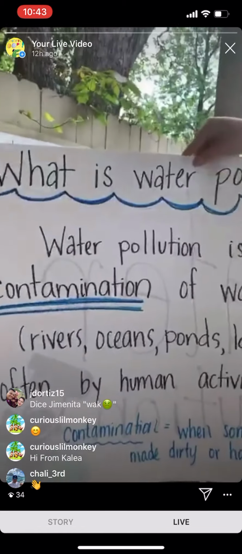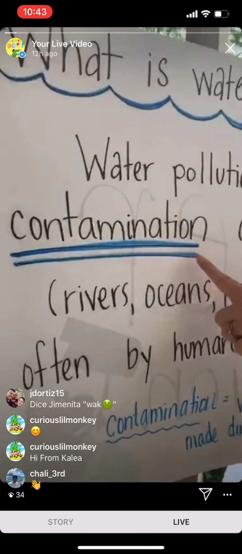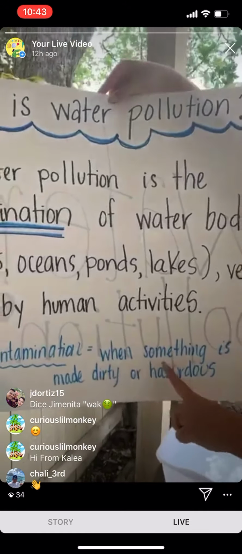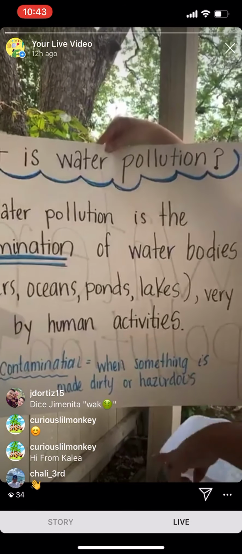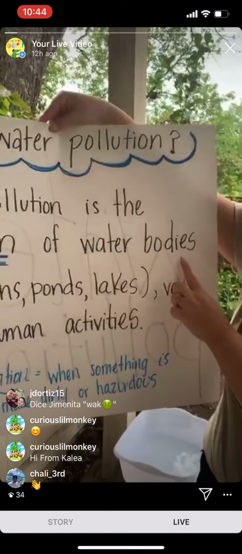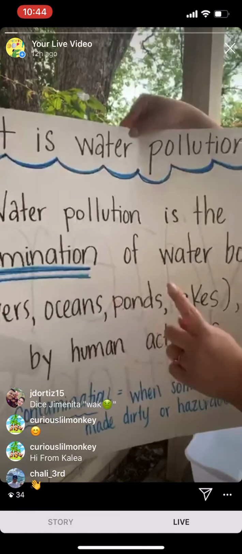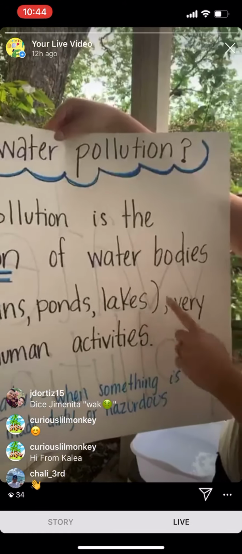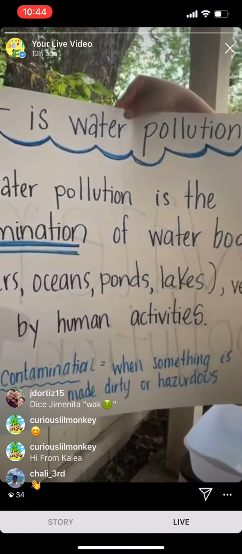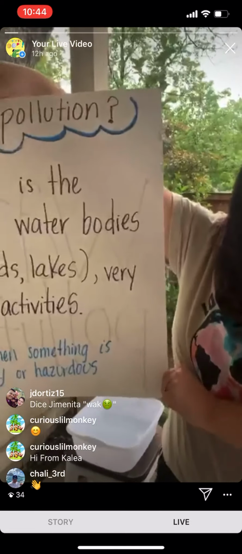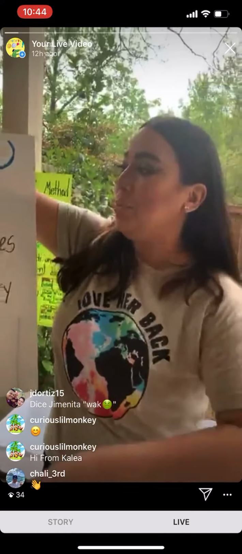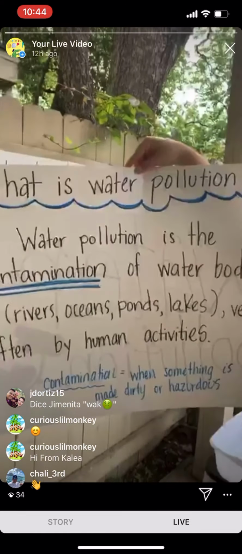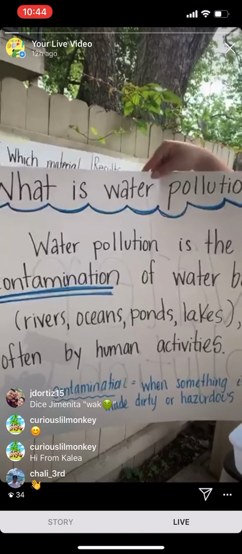Water pollution is the contamination. Contamination means when something is made dirty or hazardous. That means dangerous. Contamination of water bodies such as rivers, oceans, ponds, and lakes, very often by human activities. Most of the time, the things that we as humans do to the environment, to Earth, end up polluting or contaminating the water.